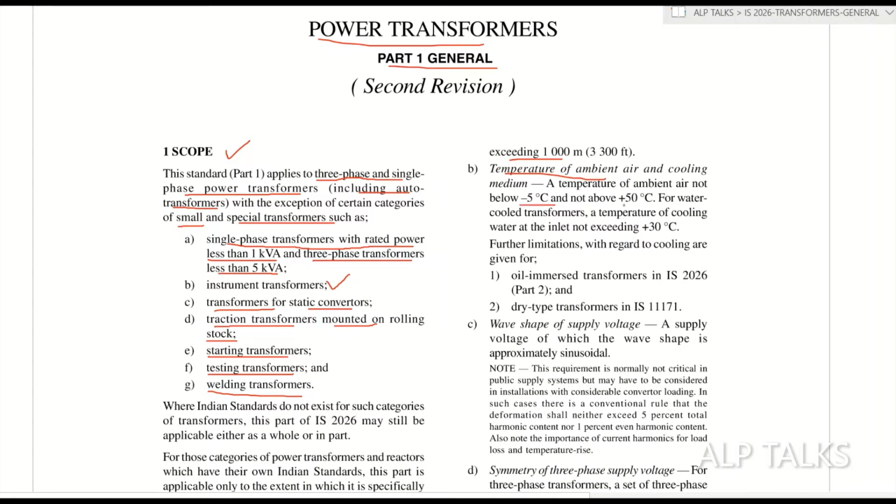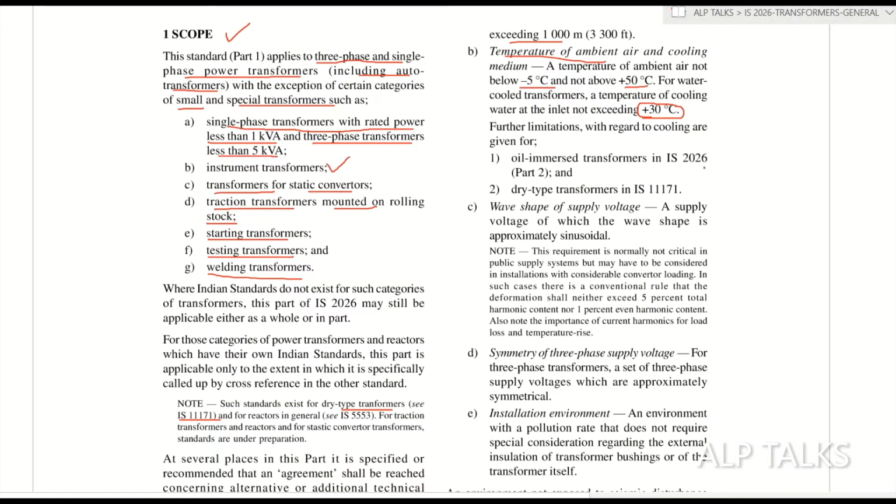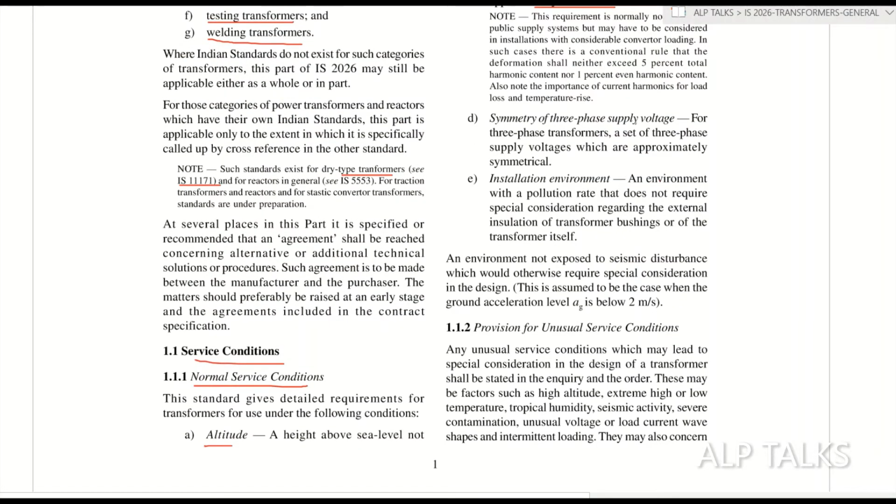Temperature: ambient is -5 to 50. If it is going more than 50, some correction is required. If it is a water cooled transformer, 30 degrees is the condition. There are also other voltage wave shapes, approximately sinusoidal. Here you can see 5% of total harmonic content and 1% of even harmonic content. This is also most important whenever the supply is not sinusoidal. If it has more harmonics like that, then the limit for those harmonics is 5%.